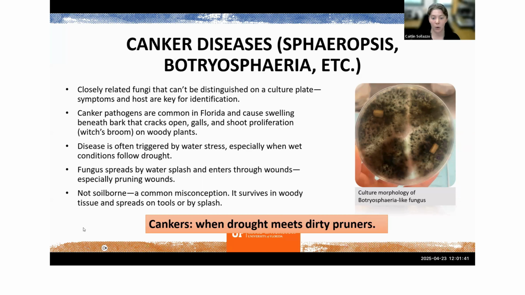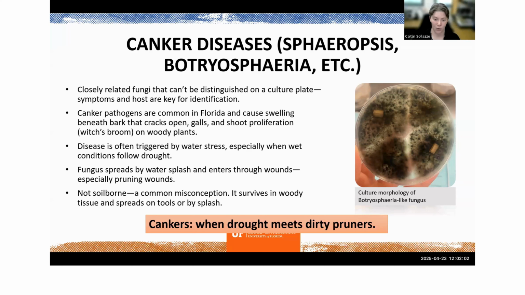And this is not a soil-borne pathogen, which is good news. So that makes it a little bit easier to manage. It is a common misconception. A lot of people think that it lives in the soil. It survives in woody tissue. So if you have dead branches that are on the soil, it can survive there, but it does not survive in the soil.